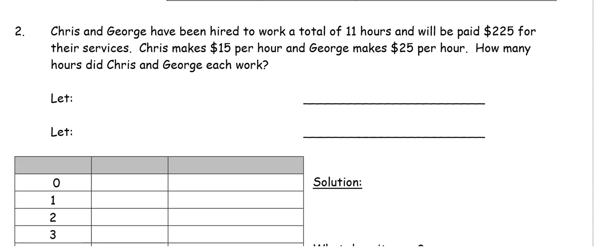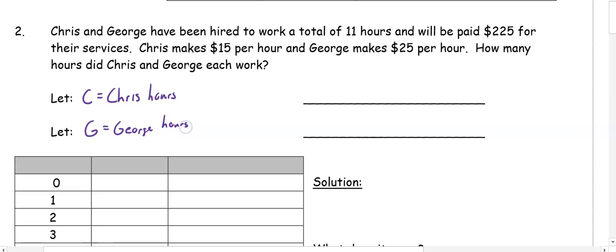So the two variables are the people working here and their hours. So we're going to use C for Chris's hours and G for George's hours. Now, they work a total of 11 hours together. So if I take George's hours and Chris's hours and put them together, that's addition. So C plus G equals 11.